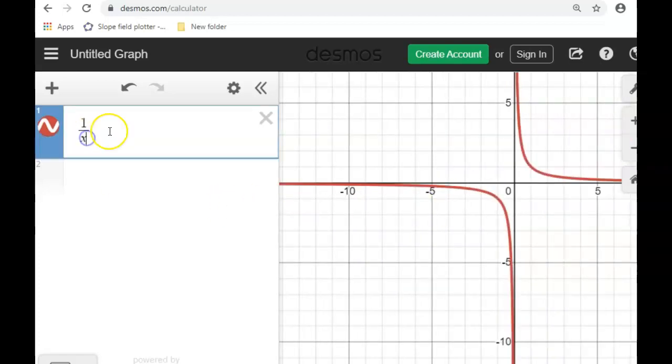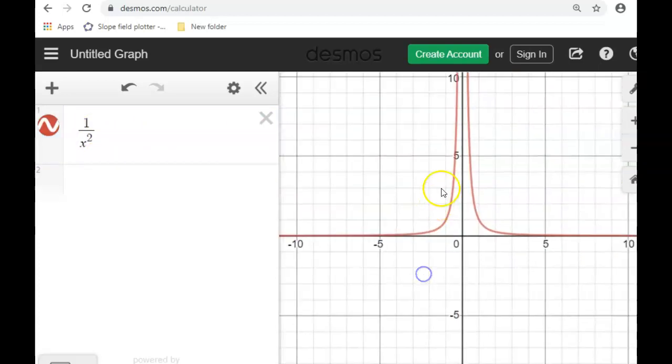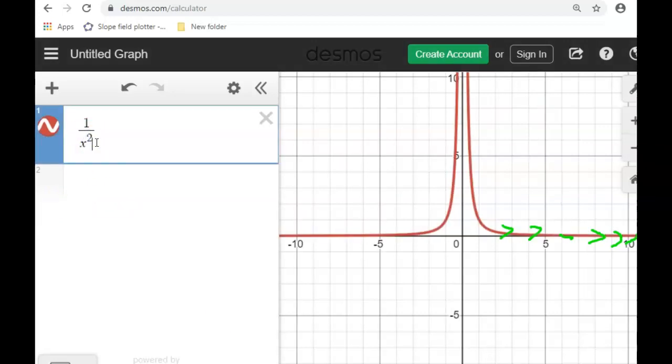And if I were to change this to a power of 2 on the bottom instead, the shape changes, right? We remember this from last Friday, but notice that the end behavior is still the same. As I go to the right, it's still getting flat up against the x-axis, which is the line y equals 0. So for any rational function of the form 1 over x to the n, the limit is going to be 0.